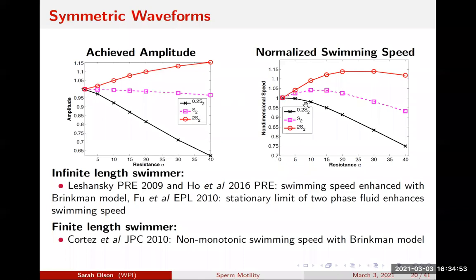So here things are normalized. A single swimmer in Stokes is a 1. So anything above 1 is an enhancement in swimming speed. And depending on the bending stiffness of the swimmer, you can see an enhanced swimming speed for a small range or a slightly larger range, and then it decreases. And again, the main reason that we don't see the asymptotic results is because our amplitude quite often is decreasing. You're not able to achieve the larger amplitude.